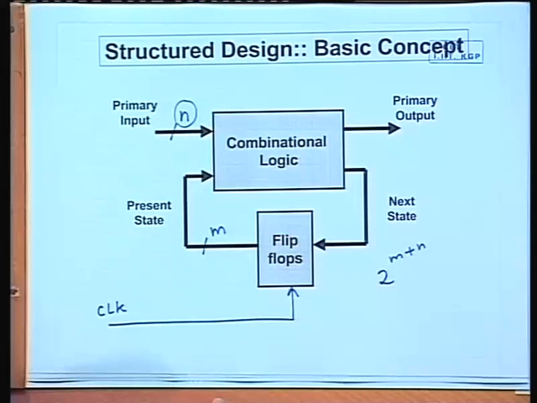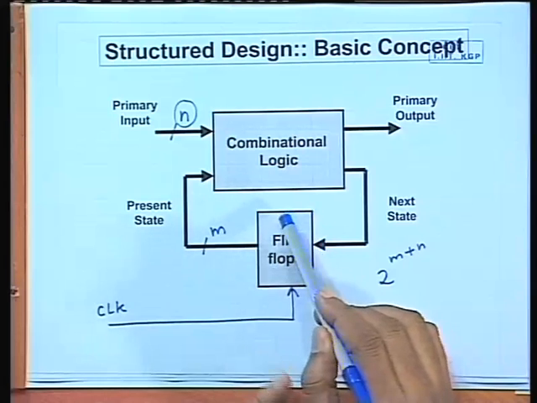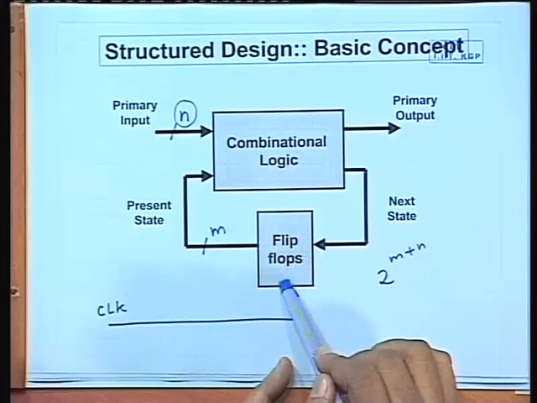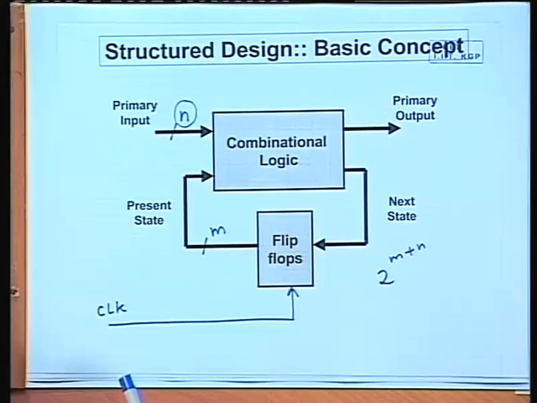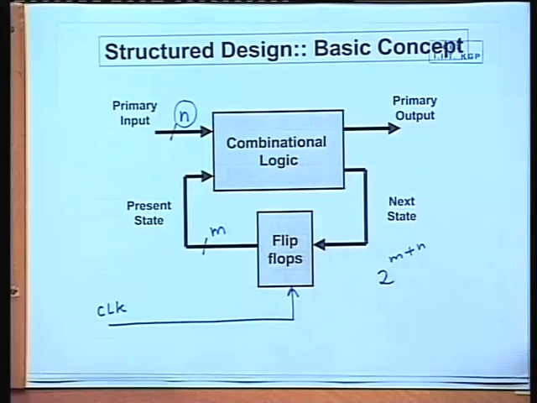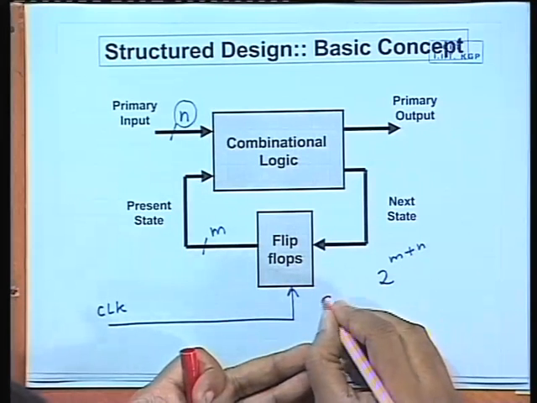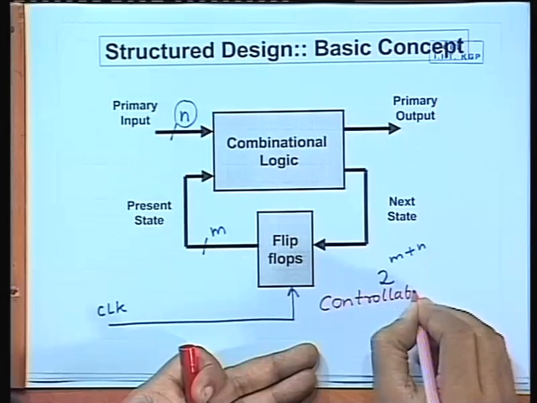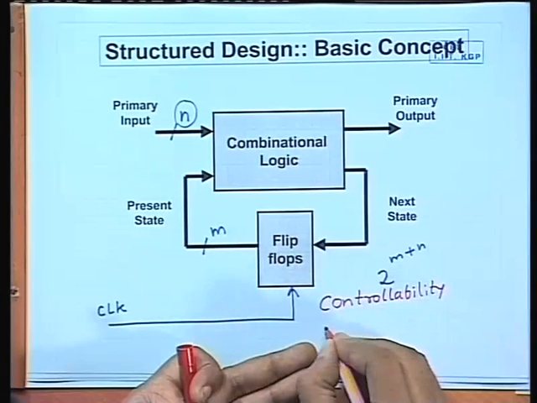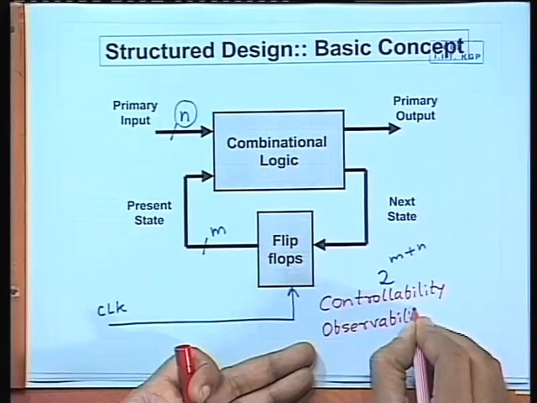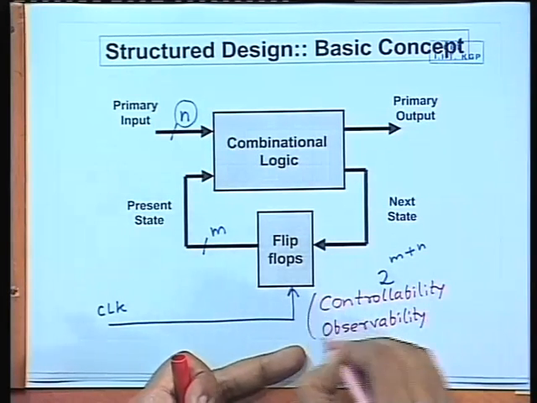Now suppose we can devise some mechanism using which we can set these flip flops to any known value externally rather easily, and also observe the values of these flip flops. So, what we are saying is that we want complete controllability and complete observability of these flip flops.